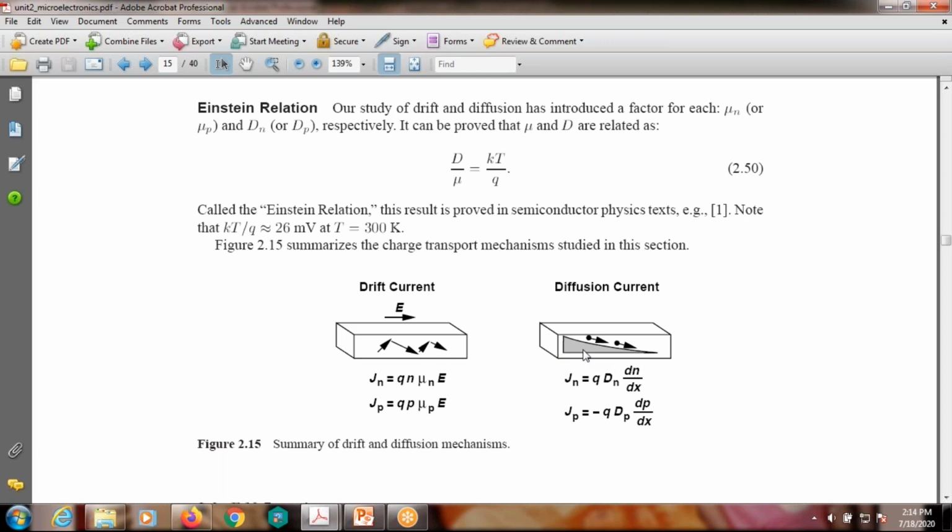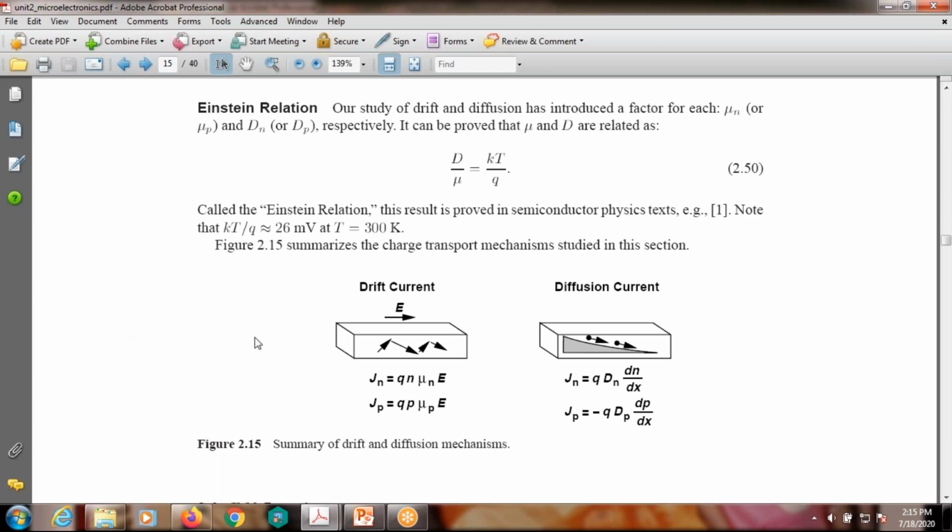Now that is directly proportional to the rate of change of concentration with respect to x. The diffusion current density due to electrons is Jn equals q into Dn into dn by dx, whereas for holes Jp is equal to minus q into Dp into dp by dx. So this is about the current mechanisms in drift current as well as diffusion current.